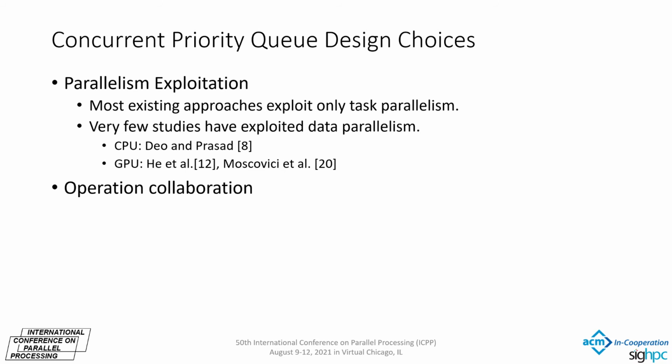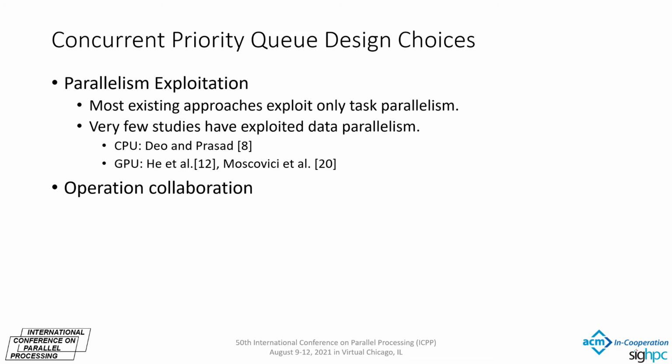Next, we explore different parallelism in concurrent priority queue implementations. Most existing works explore only task parallelism. Task parallelism means that both insert and delete min operations can be executed simultaneously. Very few studies of concurrent CPU implementations have explored data parallelism. Deo and Prasad proposed the only concurrent CPU heap implementation that we know of that explicitly explores data parallelism. It expands a node to store multiple keys and moves multiple keys at once. Hunt's work developed a natural extension of Deo and Prasad's work to GPUs. However, their method requires inserting or deleting a fixed number of keys at once.